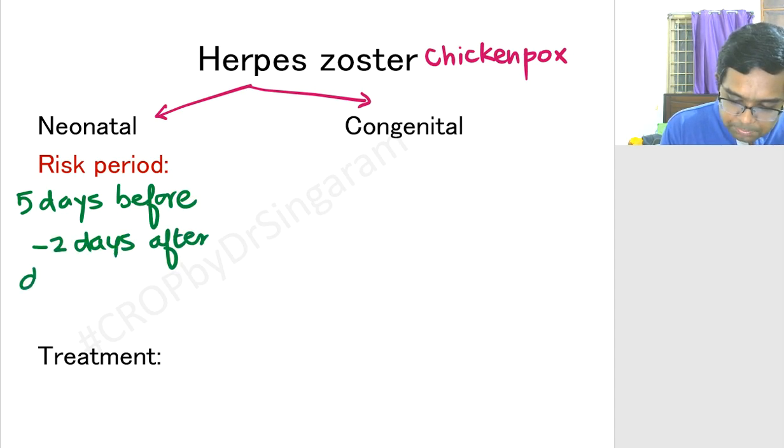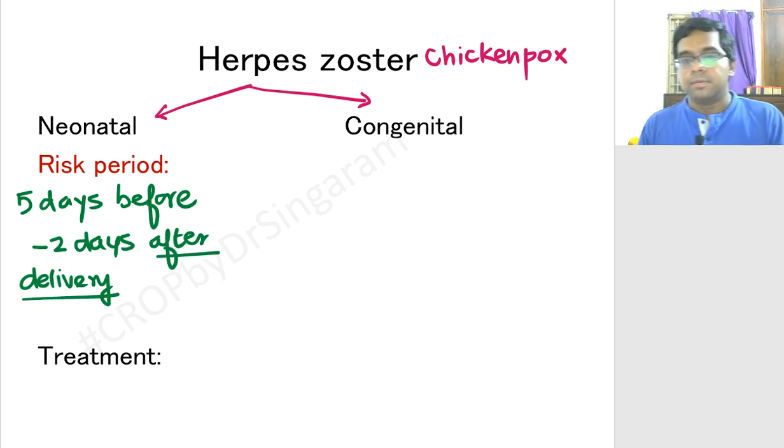Why do you think this period of 5 days before to 2 days after delivery is important? This is because outside this time period, say for example, a mother is acquiring infection 10 days before delivery. What happens? She may pass the virus to the baby, but in addition to the virus, she will also pass on the varicella zoster antibodies, right? Antibodies also will be passed, and these antibodies will protect the fetus.